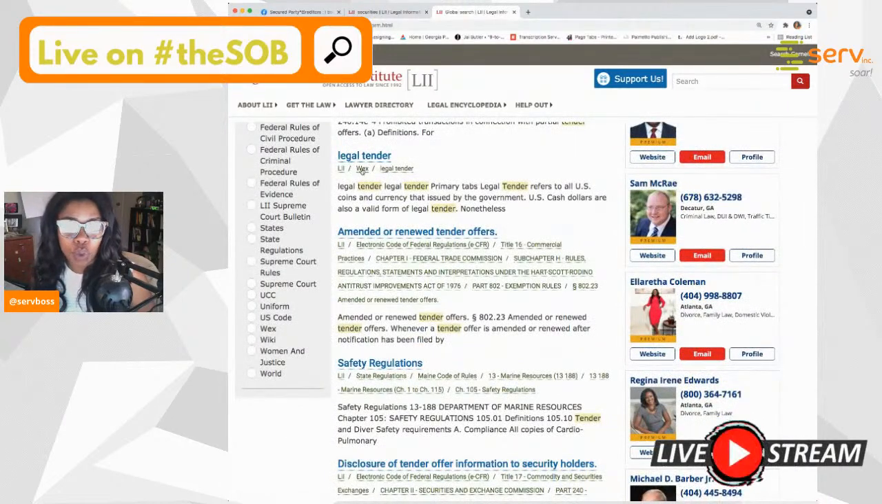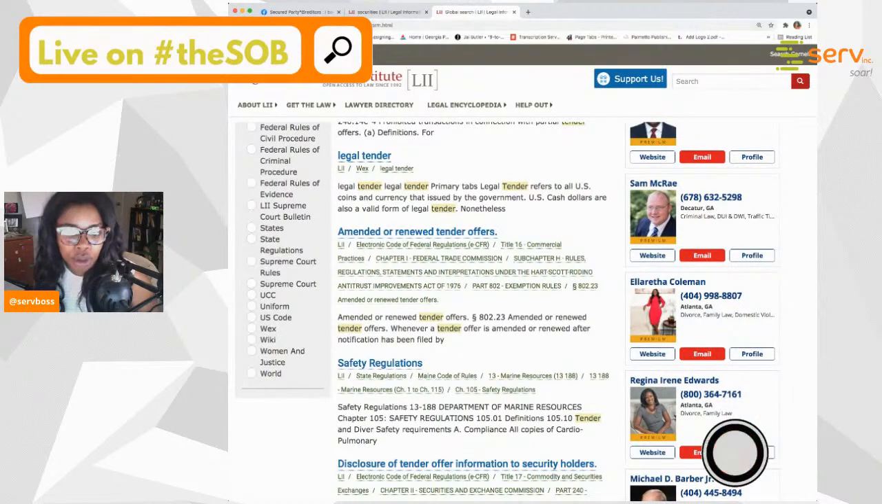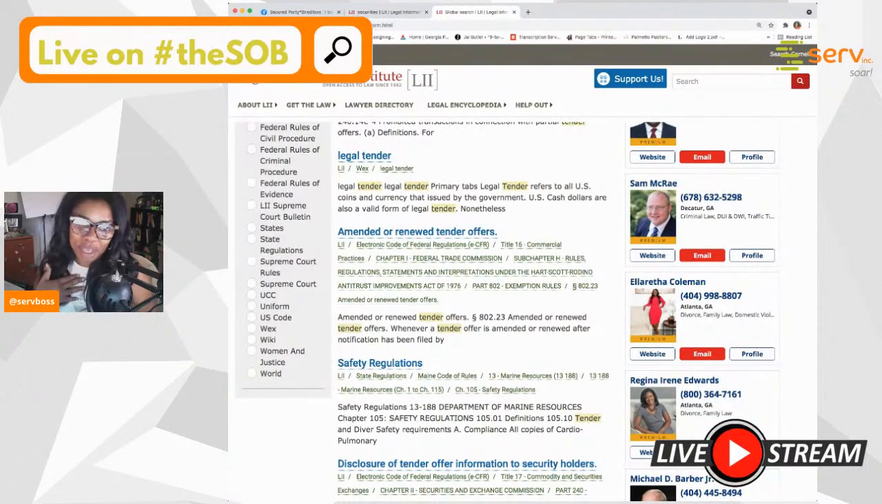Now, when you see this WEX, what you're looking at is a dictionary that the CFR uses to define terms. Most researchers like to use Black's Law Dictionary to do their legal terms. But of course, me being the person I am, I want to know what everybody thinks legal tender is. I don't care if it's just Black's Law Dictionary. I don't care if it's just a CFR. I don't care if it's WEX. I don't care if it's Webster. I don't care if it's Wikipedia. I want to know what everybody thinks tender is.